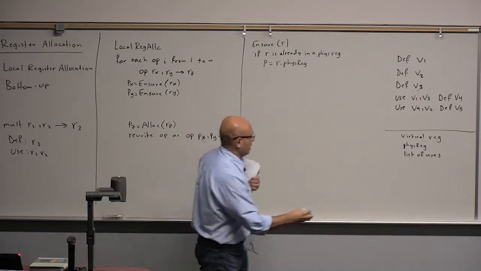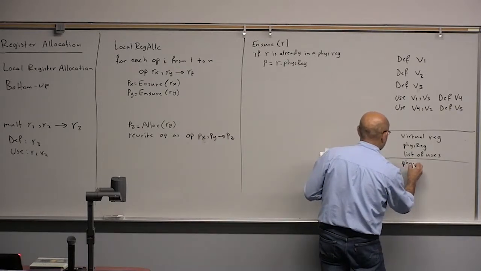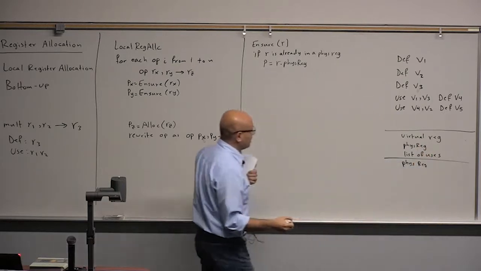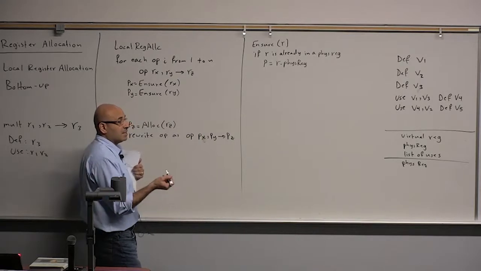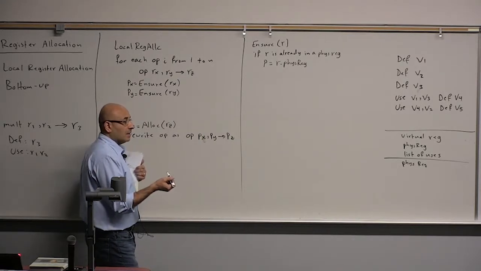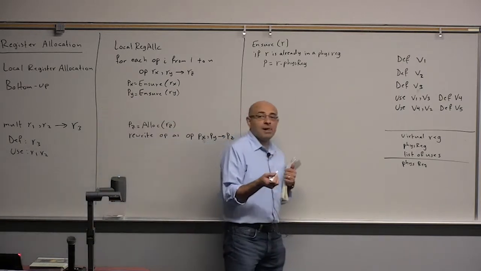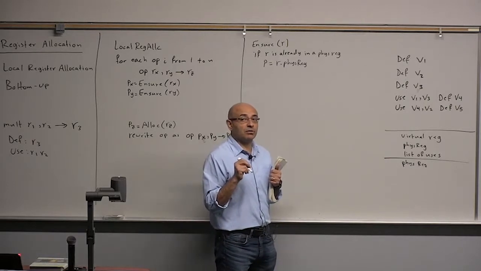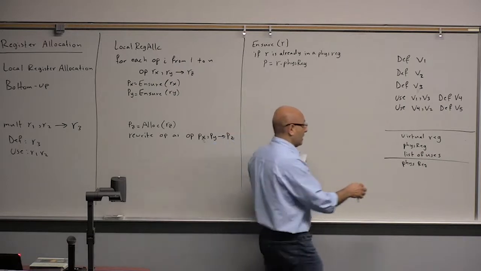This is the virtual register, and the physical register data structure is going to have what? What do we need to track for each physical register? Based on the algorithm that we presented last time, what do we need to track? First, we need to track the virtual register that has it.